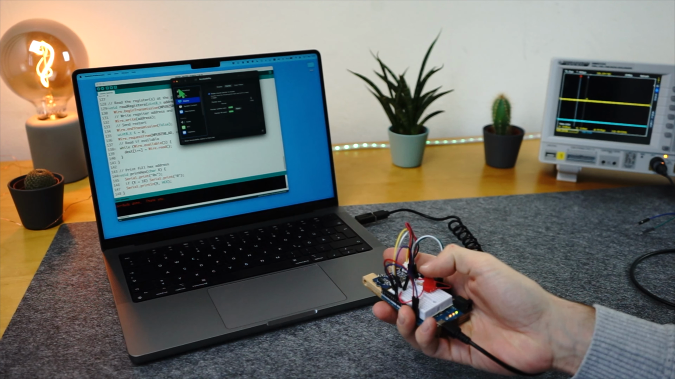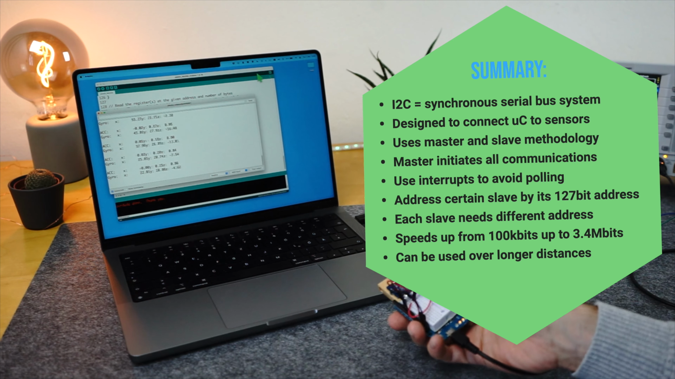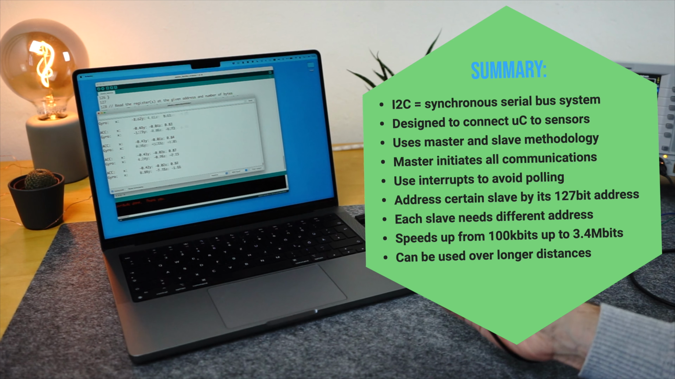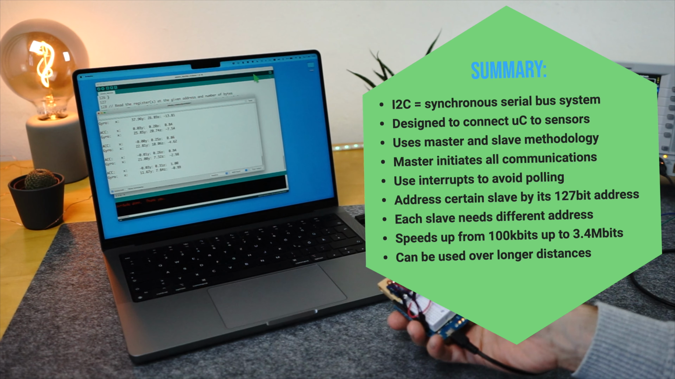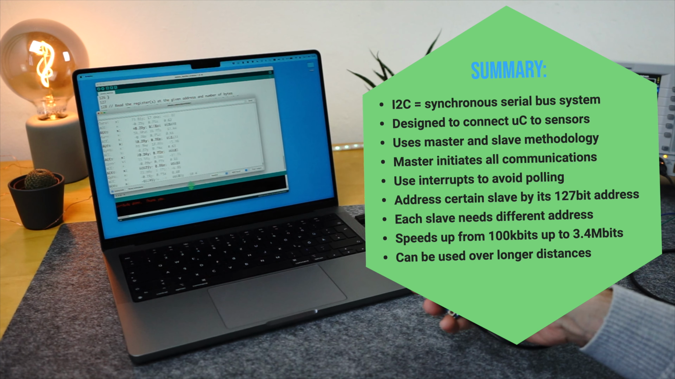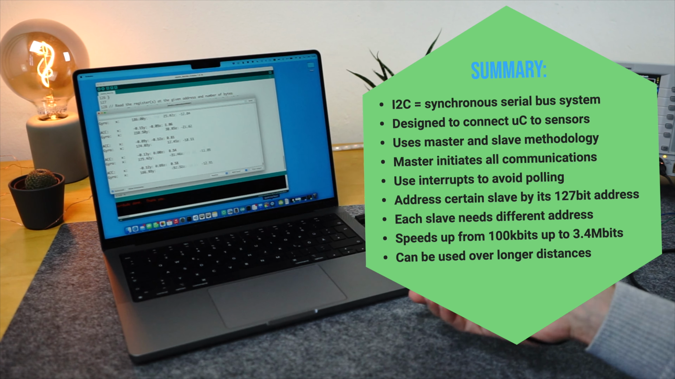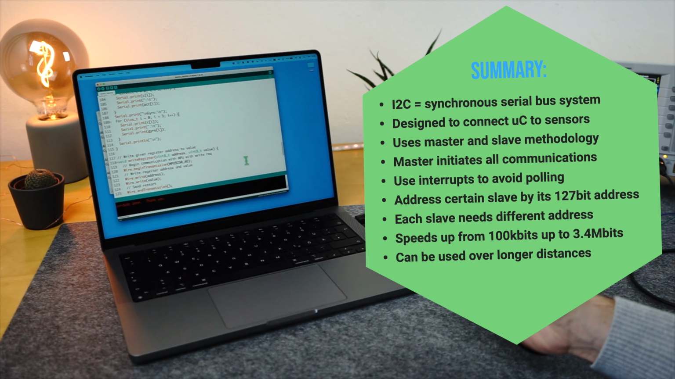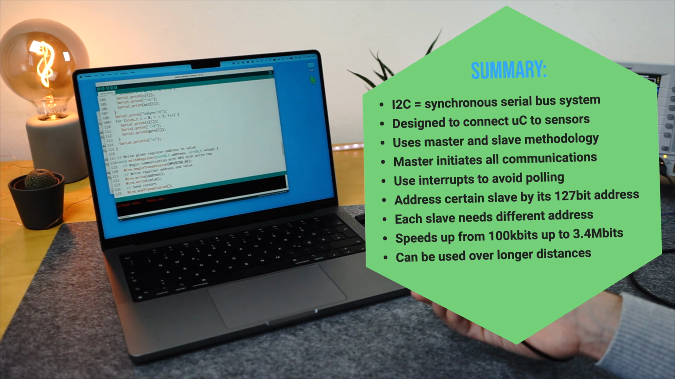Okay, now let's recap. I2C is a synchronous serial bus system designed to connect a processing unit, such as a microcontroller, to one or multiple other systems, such as sensors. It uses a master and slave methodology with typically one master and multiple slaves. However, a multi-master mode is also possible, but that's just beyond the scope of this tutorial. The master initiates all communication and is then addressing a certain slave by its specific 128-bit address. This means all slaves need to have different addresses. It allows for some decent bus speeds too, from 100 kilobits up to 3.4 megabits, and can be used to connect systems even over longer physical distances.